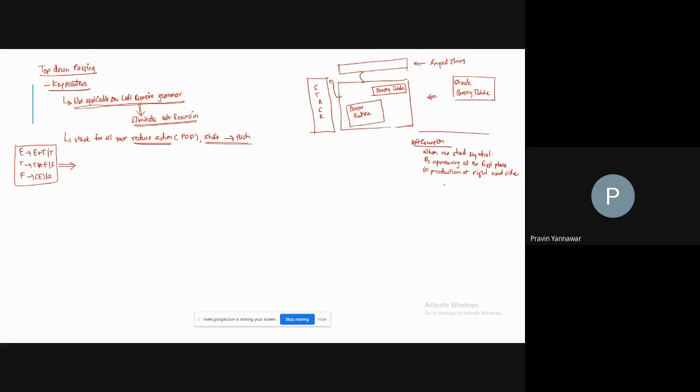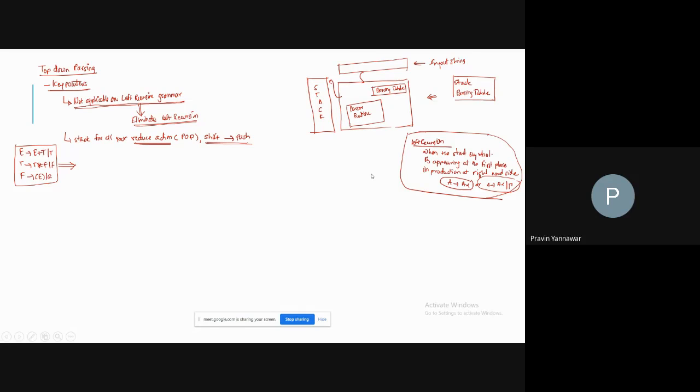It means that if there is a production of this particular form, like A implies A alpha, where A is the start symbol and A appears at the right hand side of the expression, this is a left recursive production. So don't forget this rule, right? Keep this rule in your mind: if the production is A implies A alpha or beta, then the first alternative is carrying a left recursion.